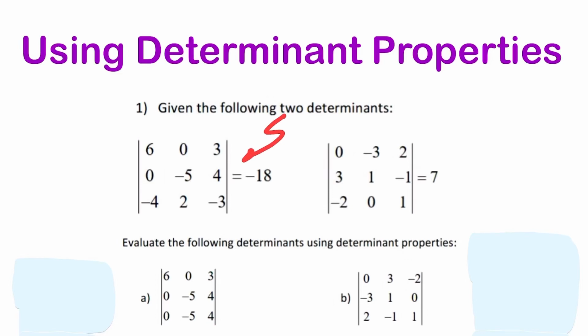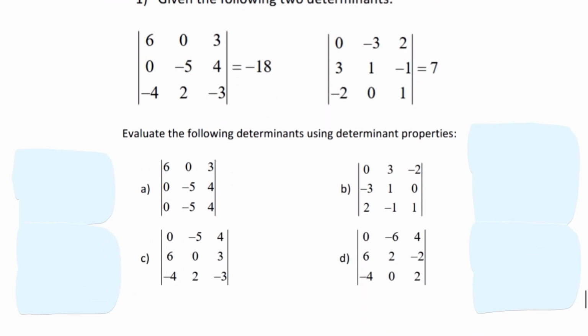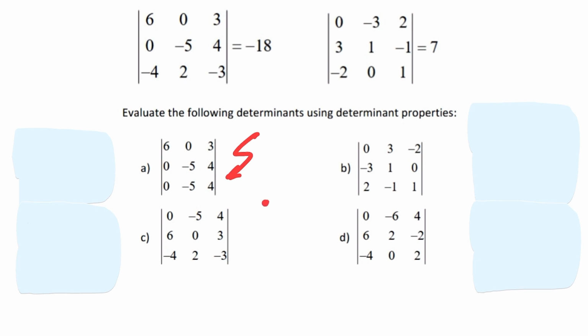Here we're given the determinant of two matrices. So these two vertical lines indicate the determinant. So we have negative 18 and 7. And we're supposed to use the properties of determinants to find the determinant of these four other matrices.